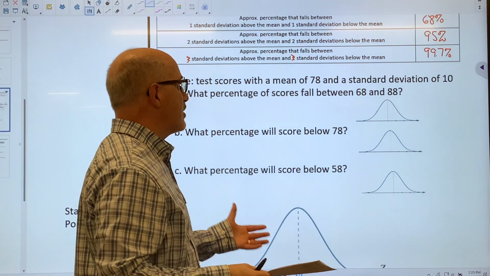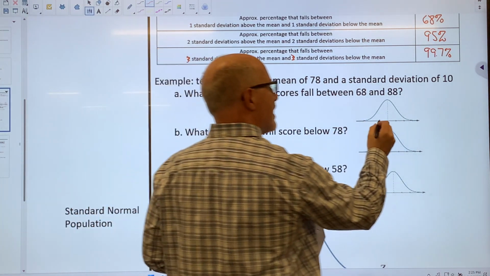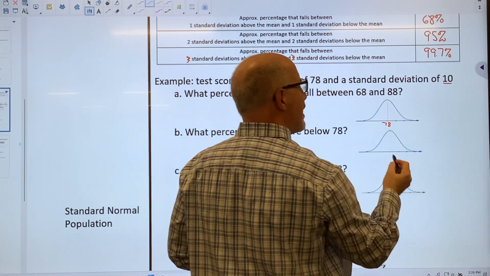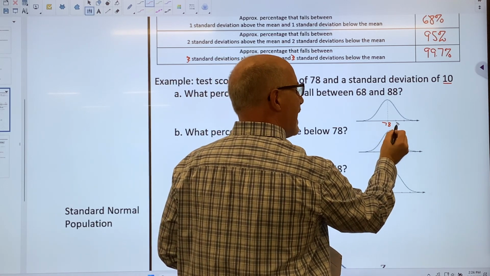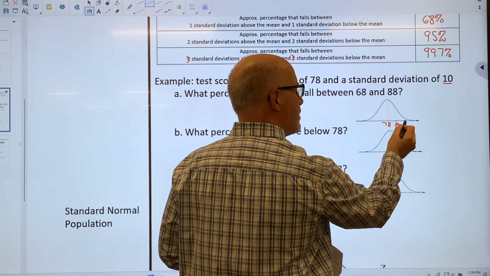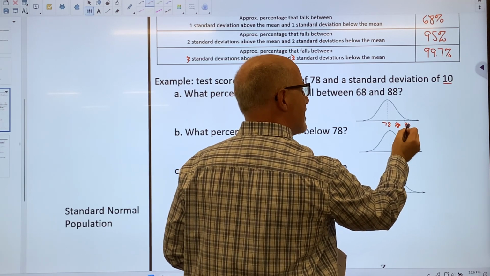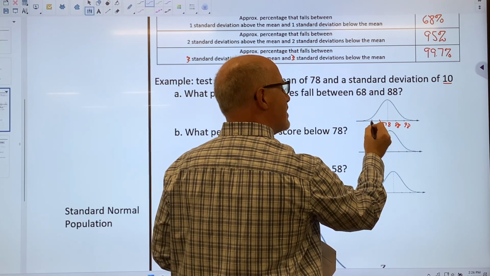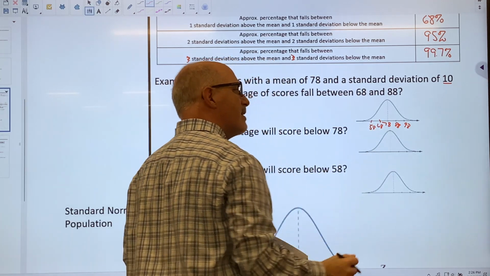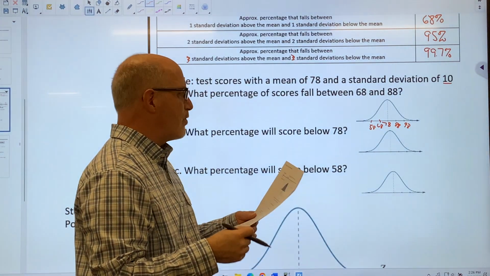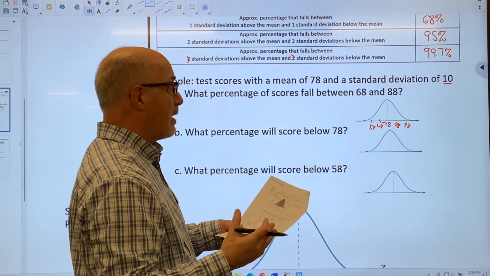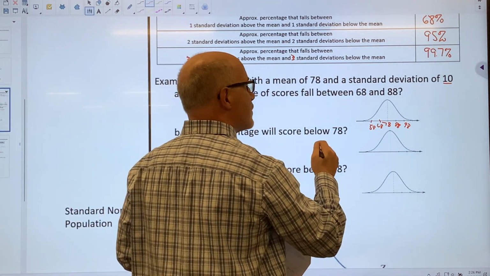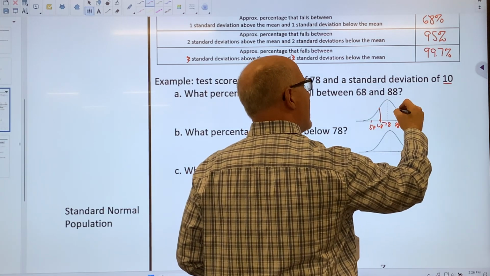Let's fill in this information. If we have a mean of 78, that would put it right in the middle here, and a standard deviation of 10. That means when I go up to the next point, that's going to be 88. Two standard deviations above would be 98. One standard deviation below is 68, and two standard deviations below is 58. So, what percentage of scores fall between 68 and 88?